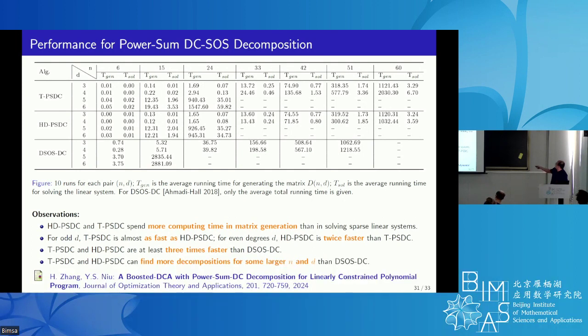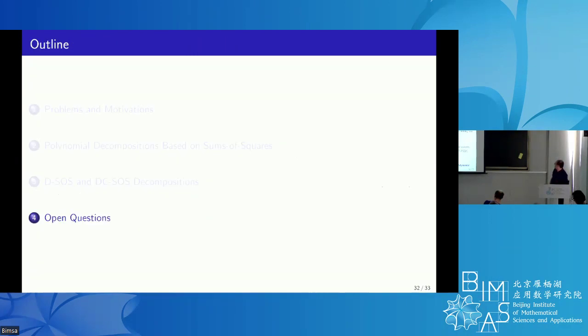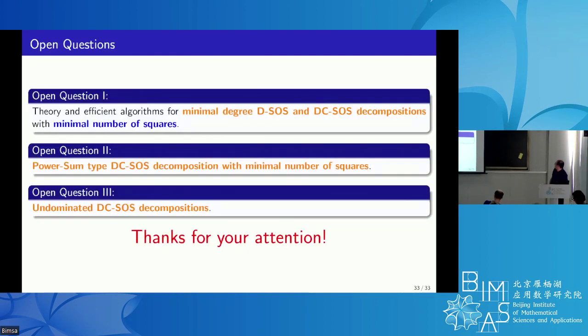This is just a comparison between two kinds of power sum decomposition. So you see that TG is the time for generating the matrix. That is the most expensive part. Once the power product matrix is generated, finding the solution takes just 1 second, 3 seconds, something like that. It's very cheap.